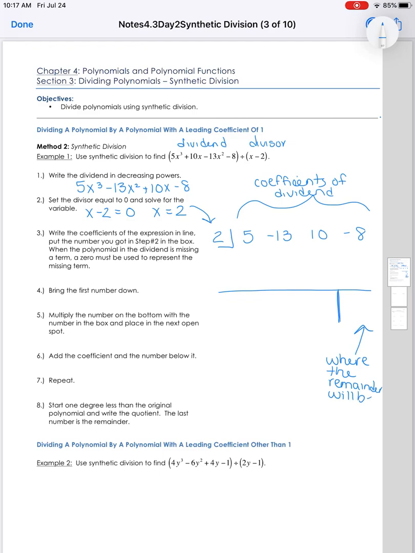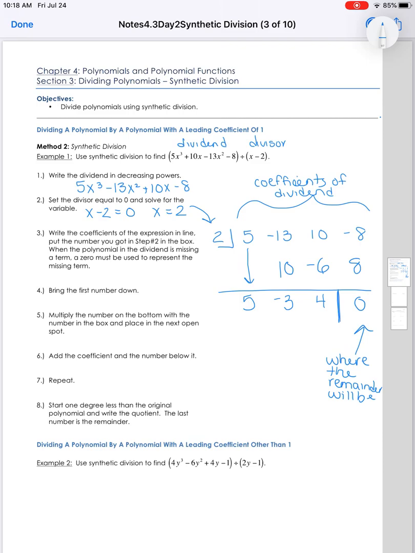So in this case, and remember, if you need a placeholder, put a placeholder, but we have 5, negative 13, 10, and negative 8, so we don't need it for this particular one. Now, under the last number, I just put this line here because whatever's going to go here is going to be your remainder. So this is where the remainder will be. Okay, so process-wise, how does this work?